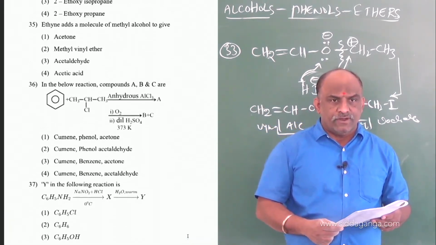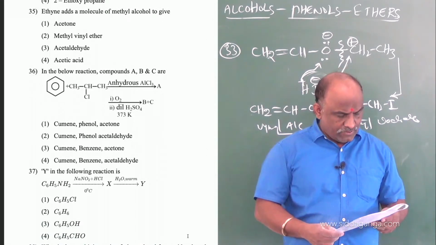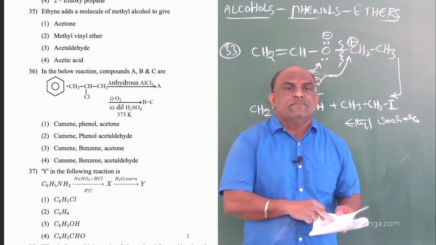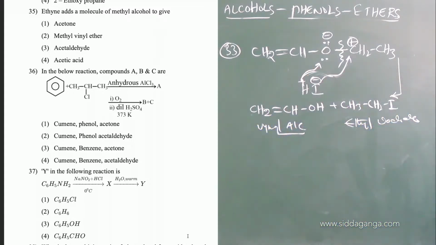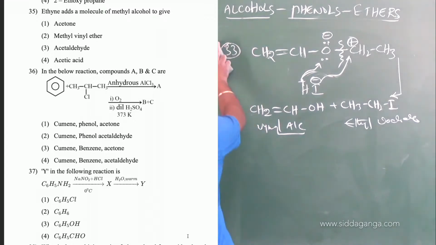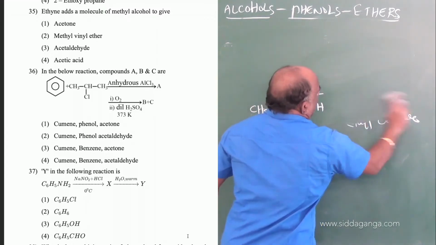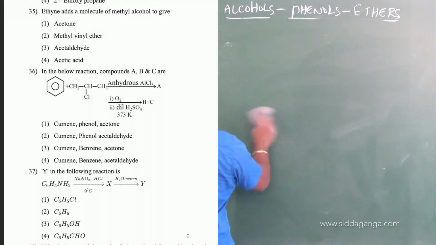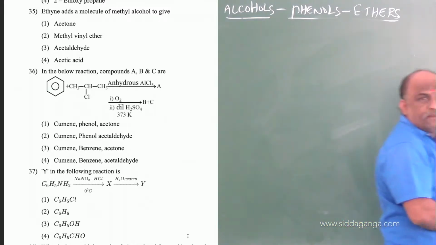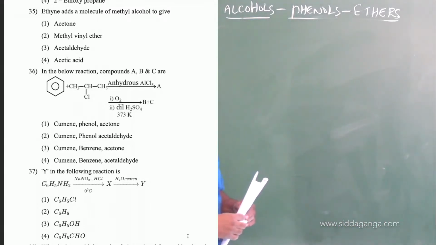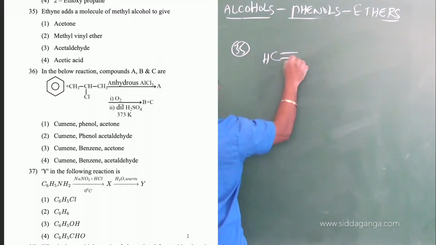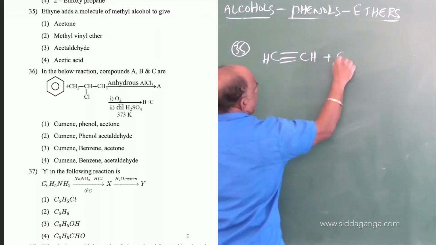And the next one, question number 35. Ethyne adds a molecule of methyl alcohol to give what? Ethyne is an example of an alkyne. Addition of an alkyne to an alcohol. What will be the product? So question number 35: ethyne, CH triple bond CH, plus CH3OH.